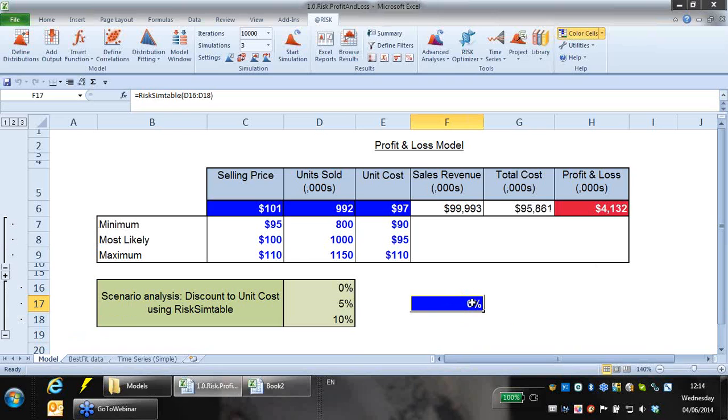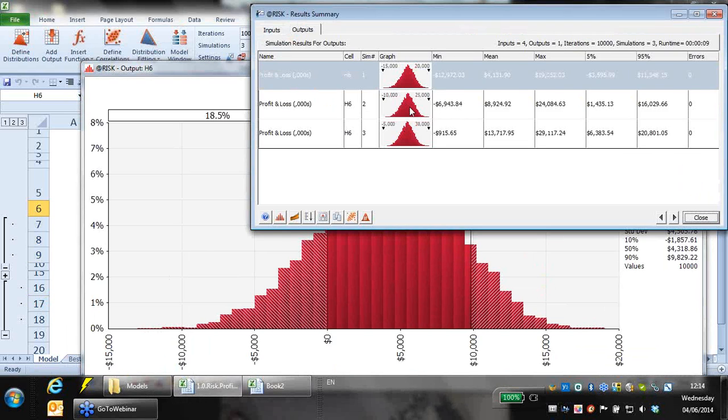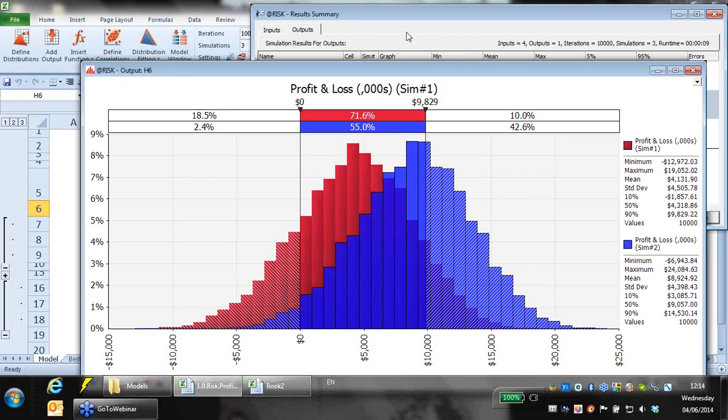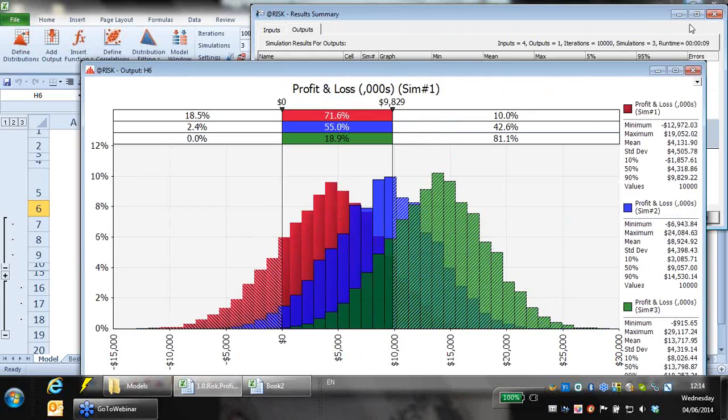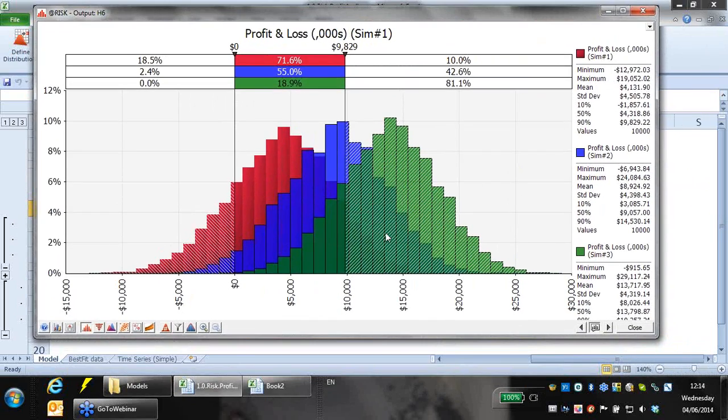But for simulation 3, that value would have changed by 10%, and these 3 values would have been reduced by 10% as well. The idea of doing that, of course, is that now we can say, okay, if we get a 5% discount to our unit cost, that's what happens. If we get a 10% discount, that's what happens. So those three different scenarios are being shown here, and it's a really quick and elegant way of showing what happens in the event that some of our inputs change.